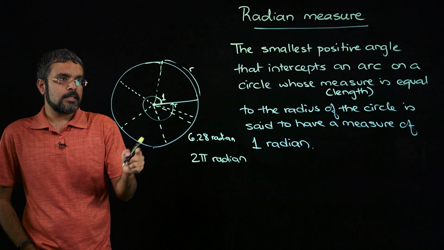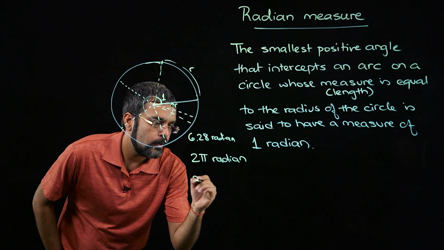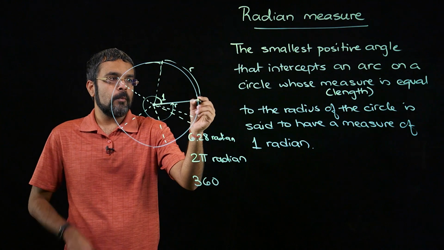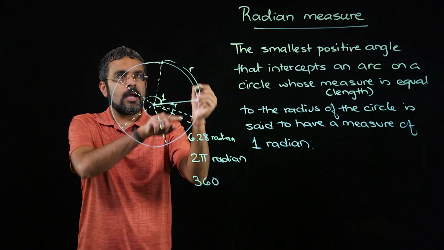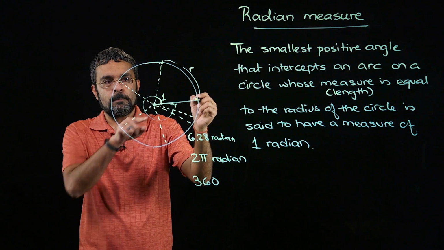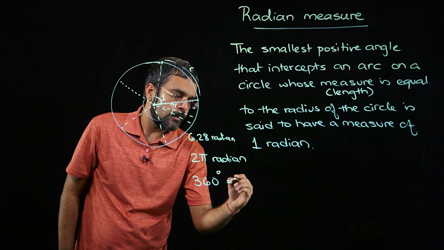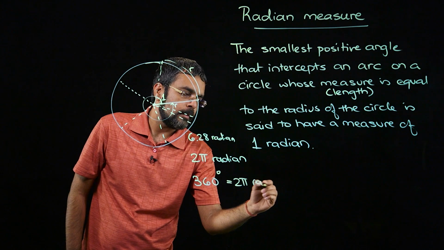As we can see here, when we start rotating our initial side and the terminal side ends up in the same position as it started, we get 360 degrees, and that is nothing but 2 pi radians.